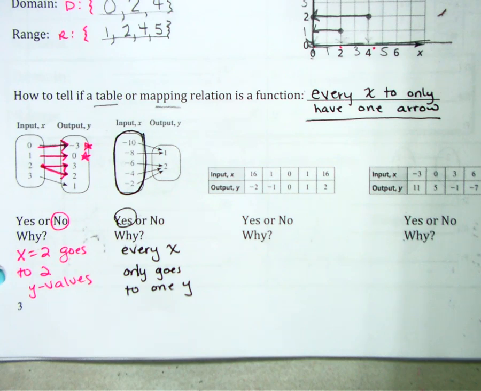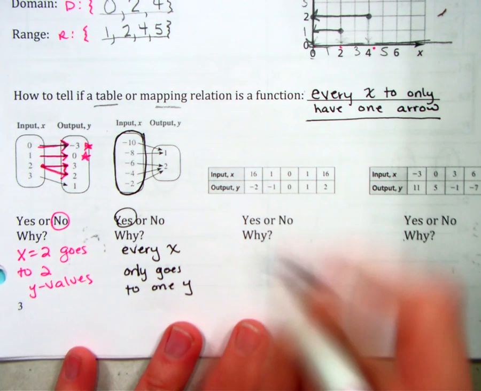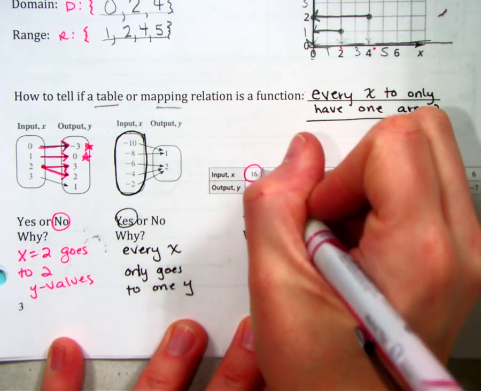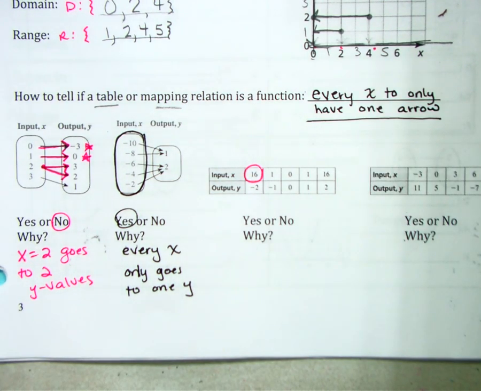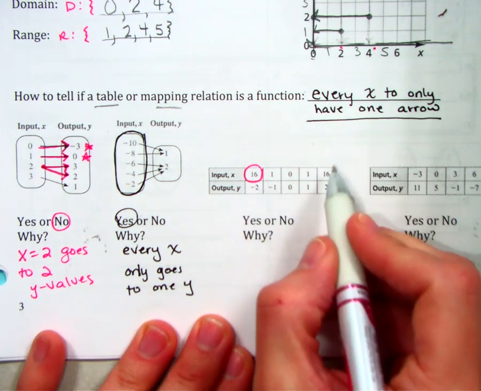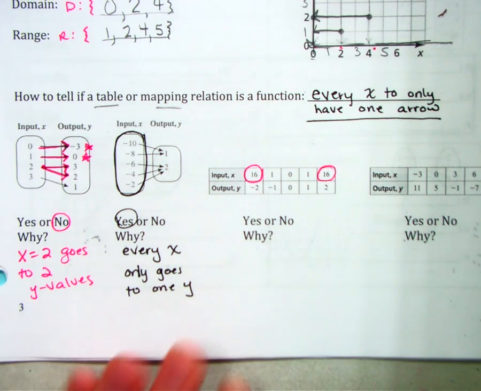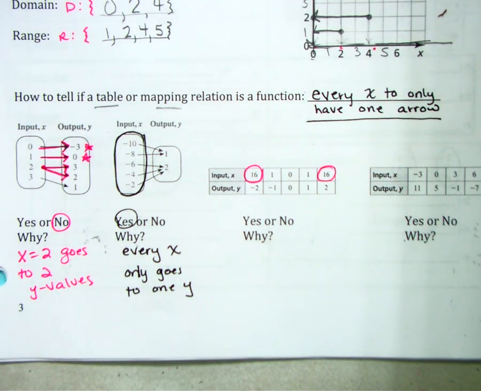Okay, so that's our mapping diagram. Last little part right here is the table. So in the table, you're looking for every number in the x to only happen one time. If it happens twice, that means it's going to 2 different places. Okay, so 16 goes to -2, but look, there's another 16. So right here, 16 is going to -2, but 16 is also going to +2. That's not okay.